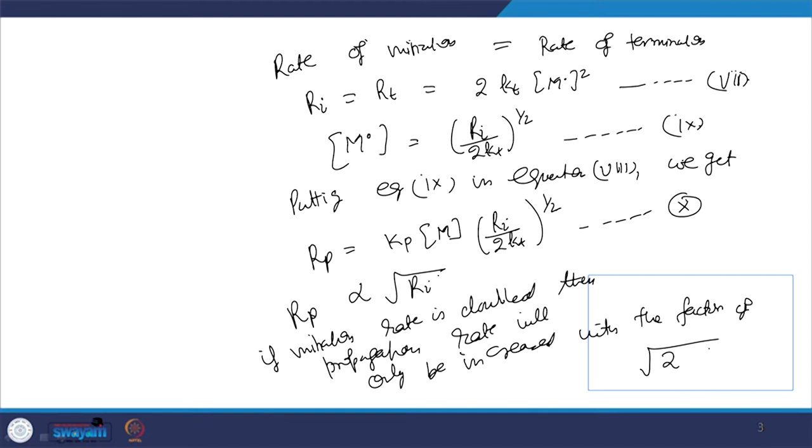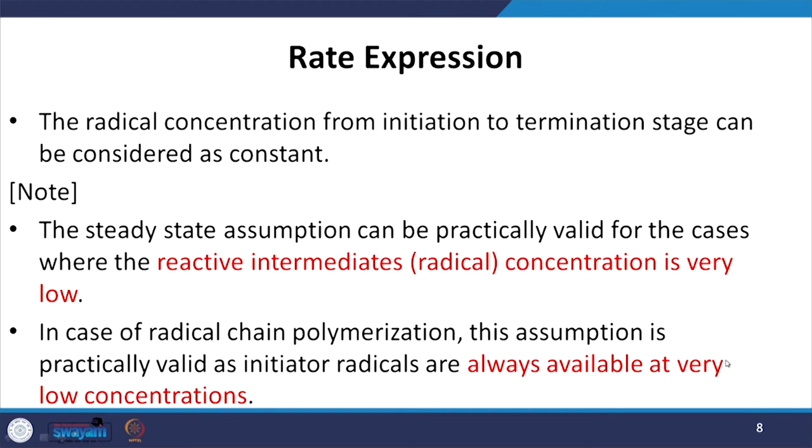so this is again a very good phenomenon. Now the steady state assumption which we are using can be practically valid for the cases where the reactive intermediates or radical concentration is very low. In case of radical chain polymerization, this assumption is practically valid as initiator radicals are always available at a very low concentration. The steady state assumption for several polymerization reactions has also been experimentally validated by various researchers. After a period of time, the polymerization reaches a steady state, which can be at most 1 minute, or sometimes less than 1 minute.